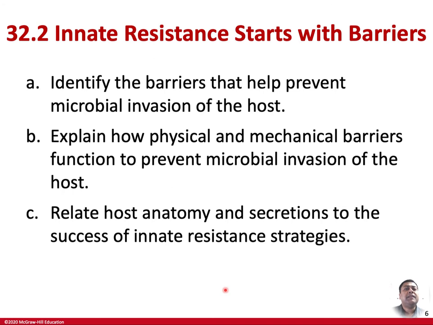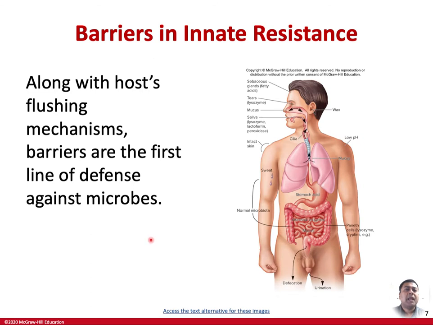So the next thing that we are starting is the innate resistance, starting with the barriers. And what we mean by this. So the first thing is the pathogen must have to breach some of these barriers before they can gain access to our sterilized body compartment. And along with the host flushing mechanism, barrier are the first line of defense against the microbes. So let's take a look at what are these.